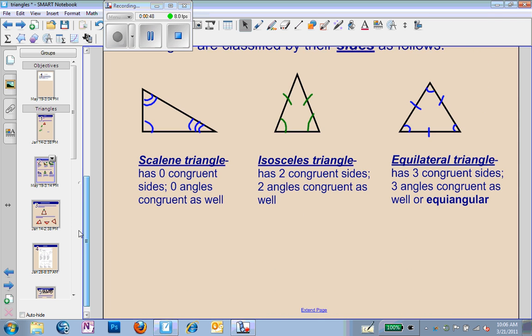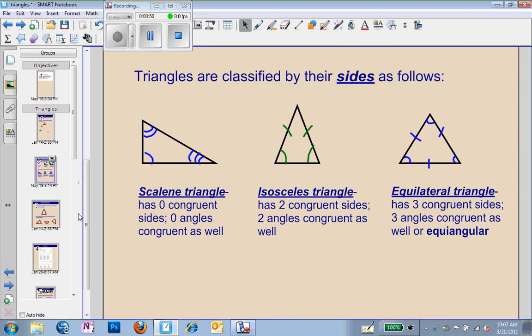When we classify them according to their sides, we have a scalene triangle, which has 3 sides that are not congruent to each other. And we know that the number of sides that are congruent is the same as the number of angles that are congruent in a triangle. So no sides are congruent, therefore no angles are congruent. With an isosceles triangle, 2 sides are congruent, therefore 2 angles are congruent. And with an equilateral triangle, 3 sides are congruent, therefore 3 angles are congruent.